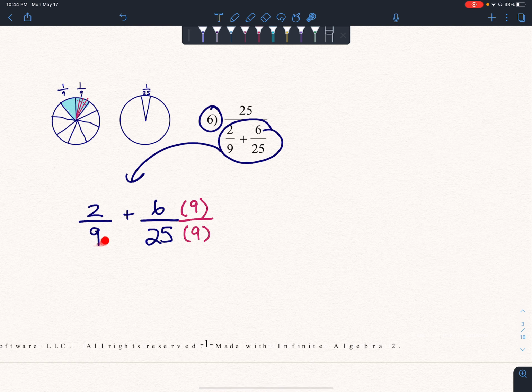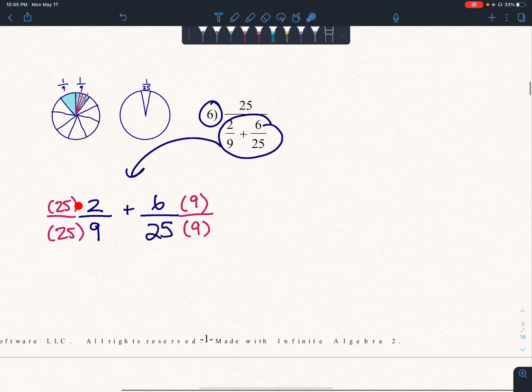And now I'm going to do the same thing to my 9. I'm going to take my size 1 out of 9 and slice this 25 times each slice, so this is going to get multiplied by 25. And then these two pieces that I have, they're both getting sliced by 25. And again, on this side, I have not changed anything at all. I am multiplying by 1. I'm just rewriting my fraction in a more convenient way.